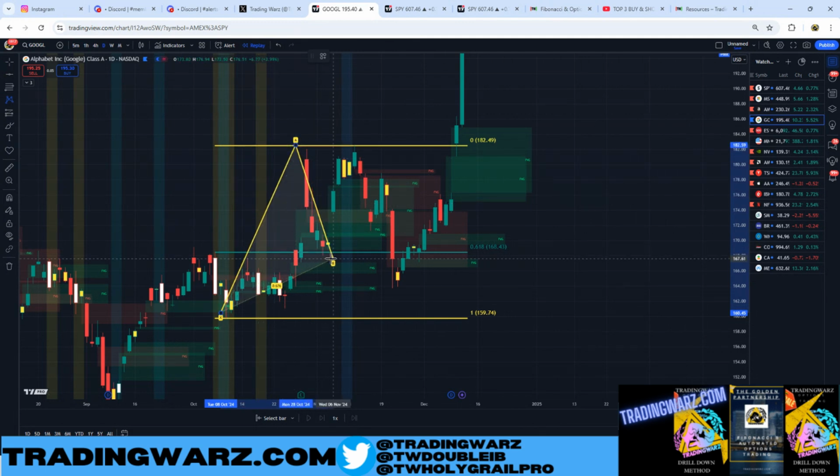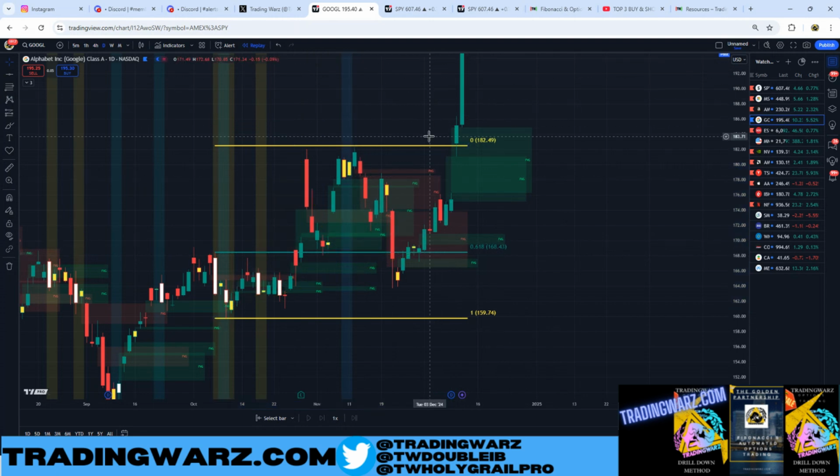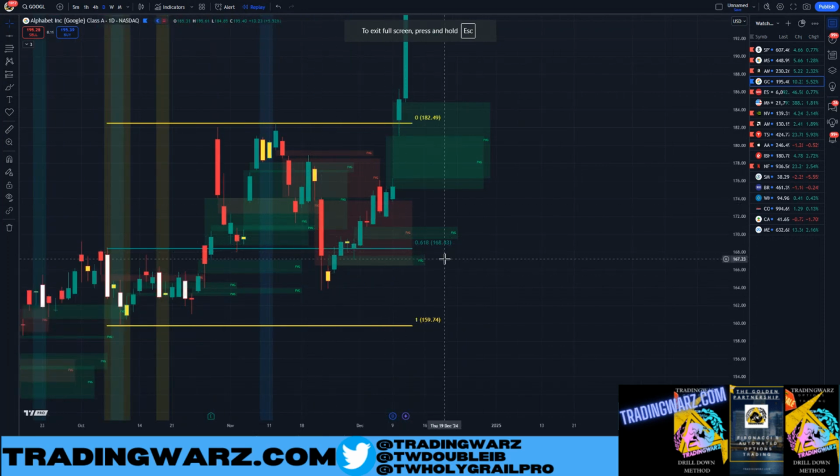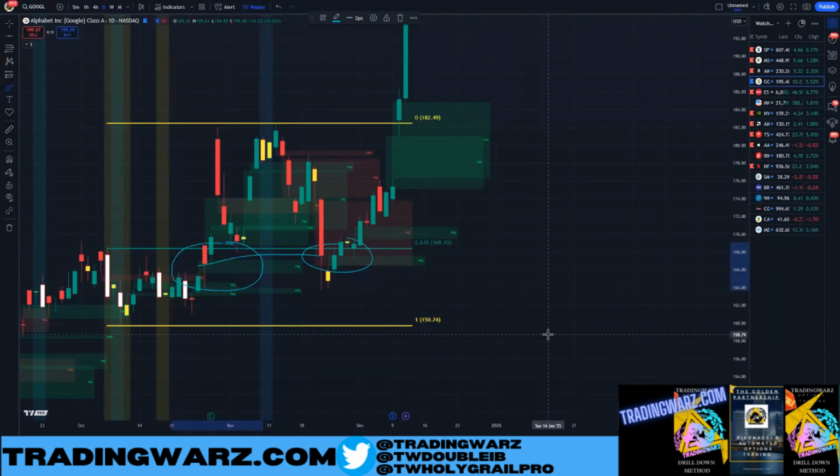A, B, C, D. Okay. So either one will get you to the same 618, however you want to draw the A, B, C, D. But the main thing again is where the D completed. So 168.43, where the D completed right here. If you look to the left, you're going to see this previous support. So that really gave me confidence. That's why I went into the LEAPS. Okay, I've seen that confidence.